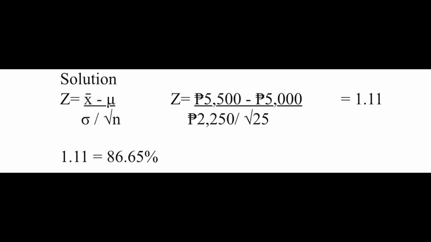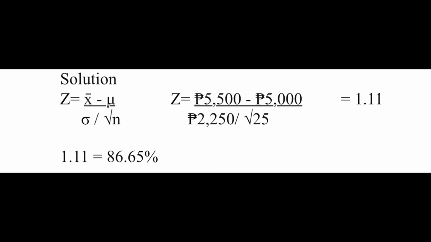In this one, we will write x bar in between the two values. Using the same formula as the other two, x bar minus mu all over standard deviation over square root of n. Now let us convert it into our given problem. 5,500 minus 5,000 all over 2,250 over square root of 25, and after we compute, the final answer will be 1.11. But this is for the first x bar.